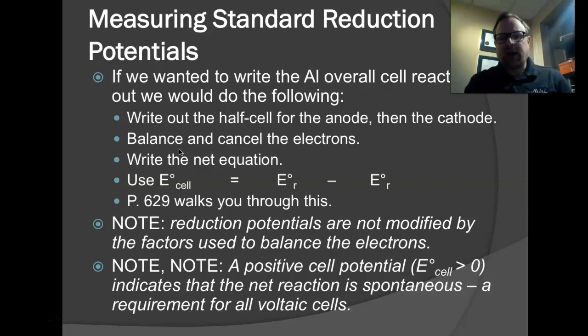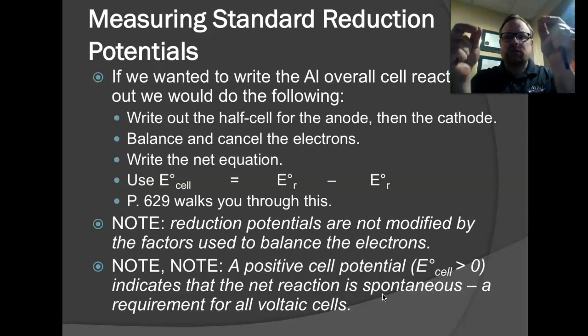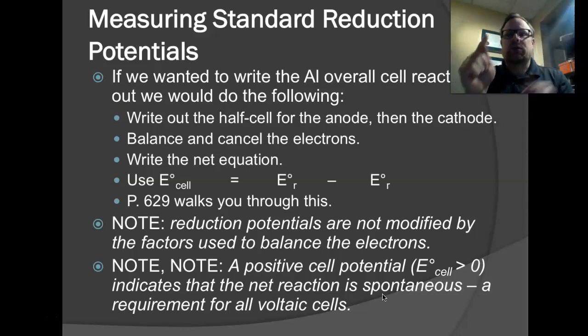The second note here is that a positive cell potential, a cell potential that is greater than 0, indicates a spontaneous reaction. And remember, all voltaic cells are spontaneous reactions, meaning as soon as you connect the wire between the two electrodes, we are going to start to get a flow of electrons along that wire from anode to cathode. I hope that makes sense.